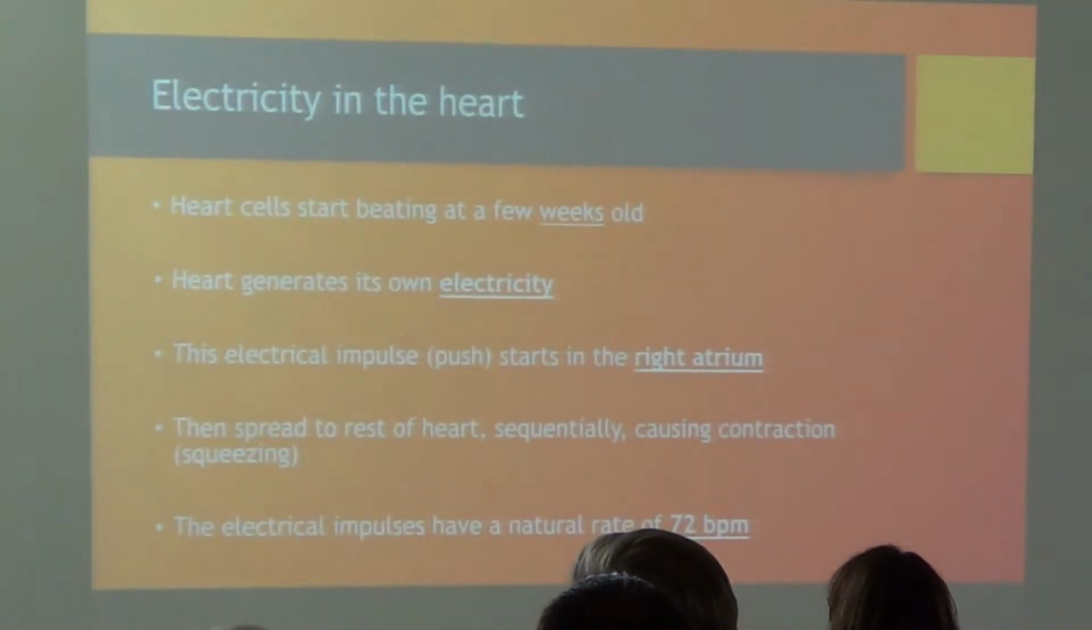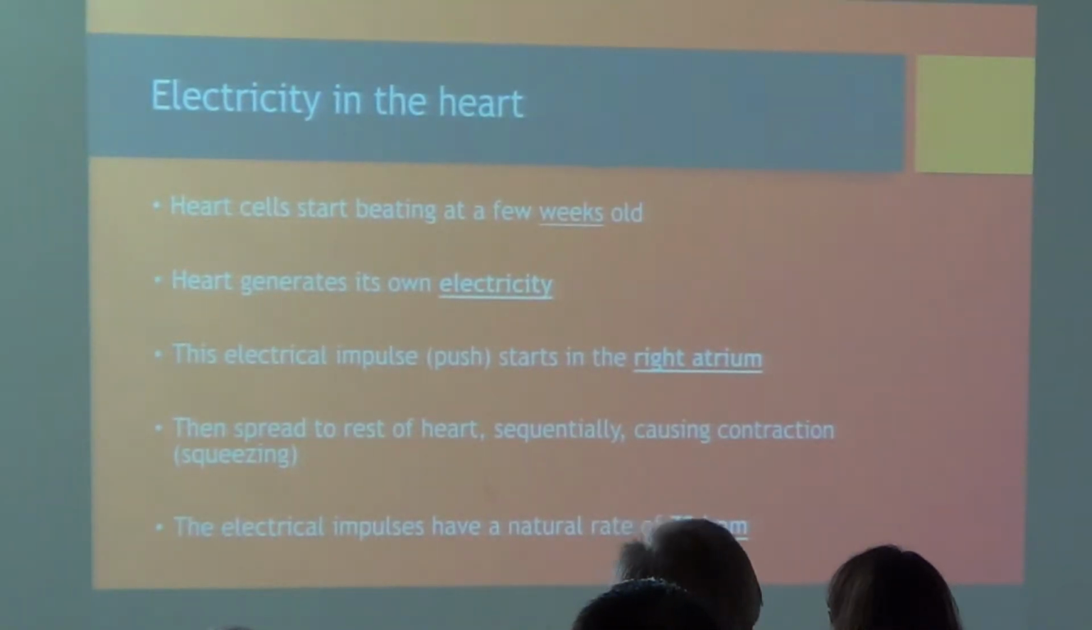So electricity in the heart cells starts beating at a few weeks old. By the way, I should mention that I didn't time this talk, so make sure that I don't run over my time, somebody. The heart generates its own electricity, interestingly enough.